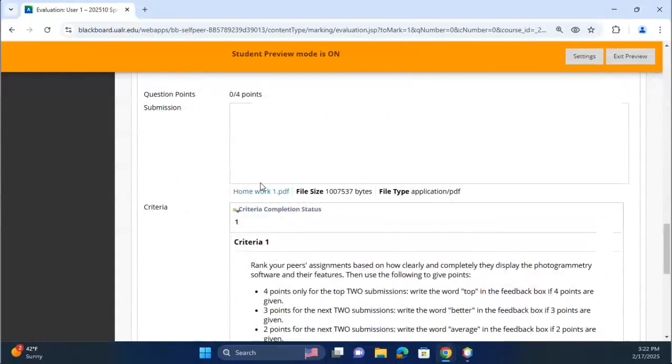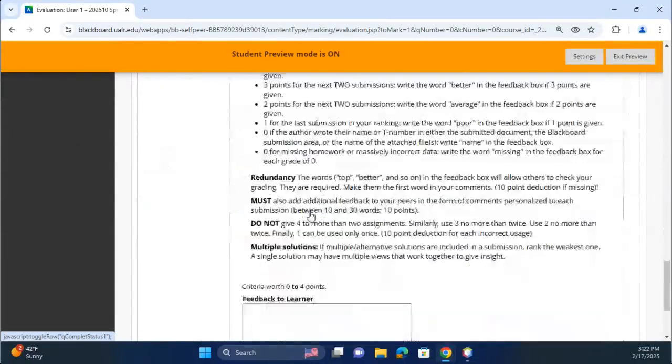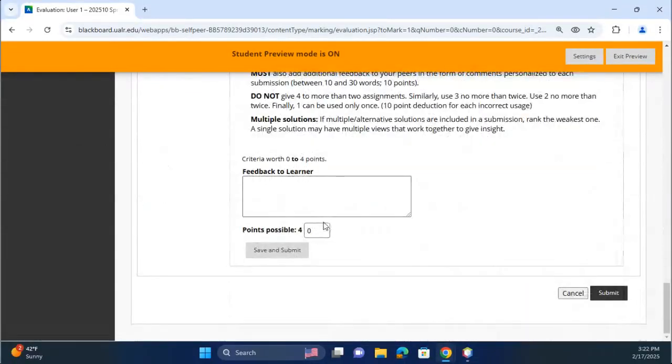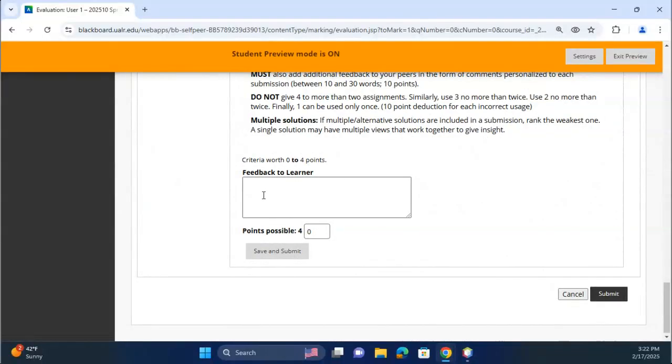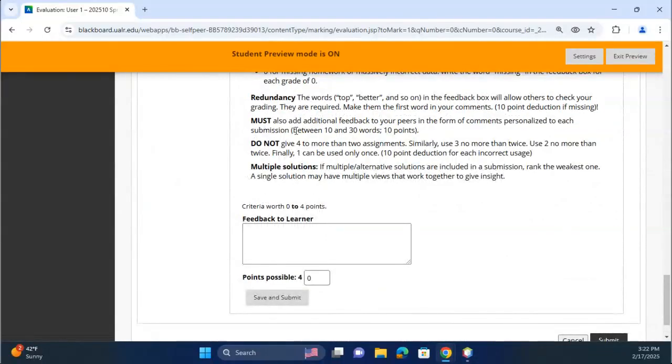But in here, you get to submit right at the bottom the number of points you want to give this user, and then feedback. Note that feedback is required. I'm not asking a lot, just 10 words minimum, 30 words maximum. But please submit some feedback and make sure it's personalized. So it shouldn't be the same thing to everyone.